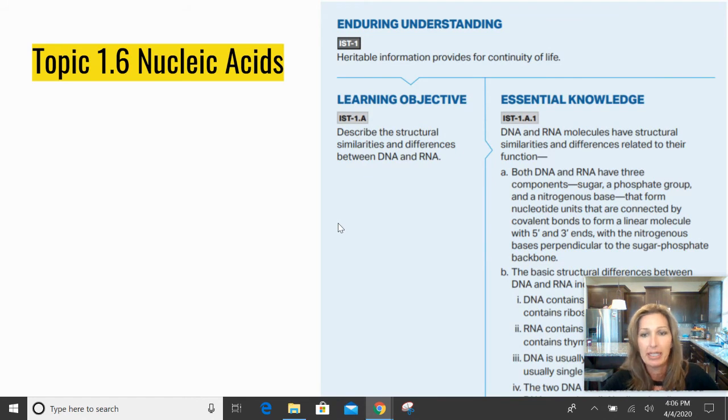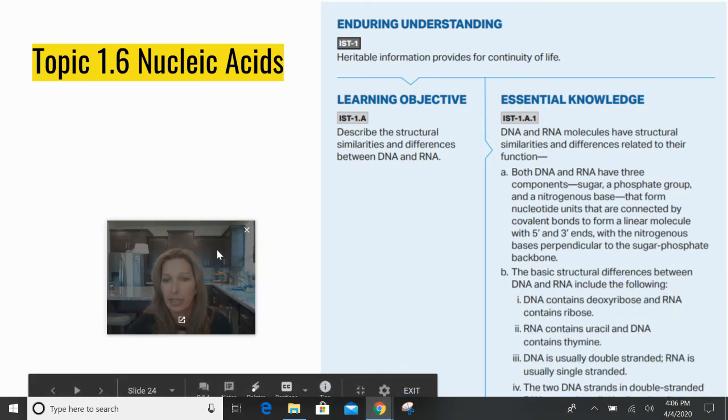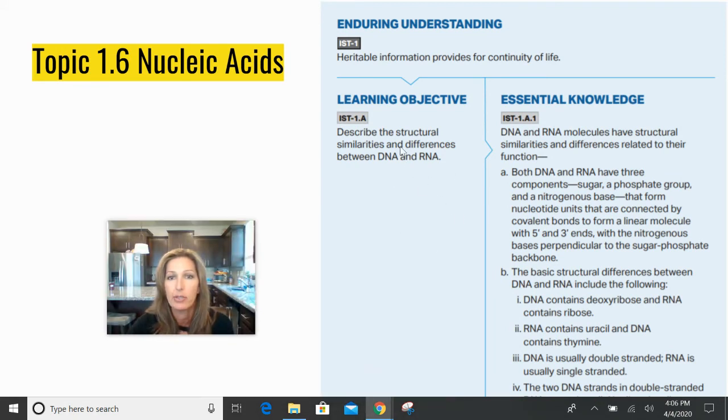Now, in topic 1.6, you definitely need to make sure that you are understanding nucleic acids in more detail. With your nucleic acids, it's knowing the structural similarities and differences between DNA and RNA, especially making sure that we are understanding 5' versus 3' ends.